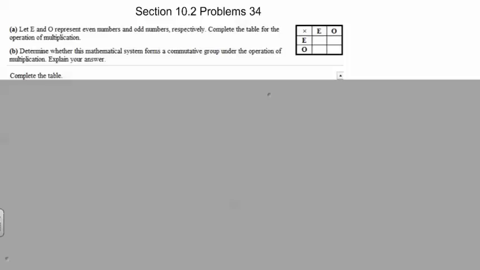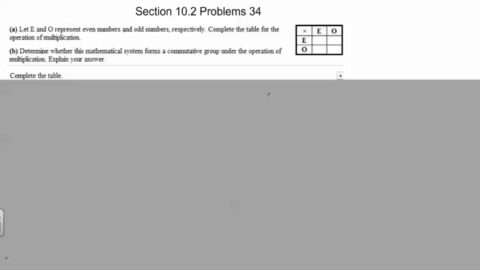This example is from MGF 1107, section 10.2, when dealing with groups. This is problem 34. It says, let E and O represent even numbers and odd numbers respectively. Complete the table for the operation of multiplication. So in this example, we do not have specific even and odd numbers. We're making a generalization for all even and odd numbers.